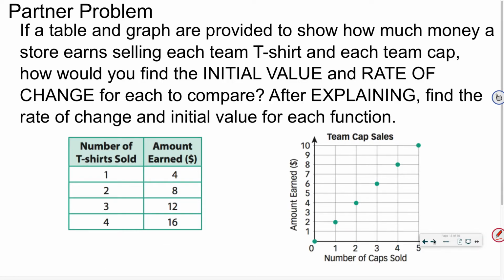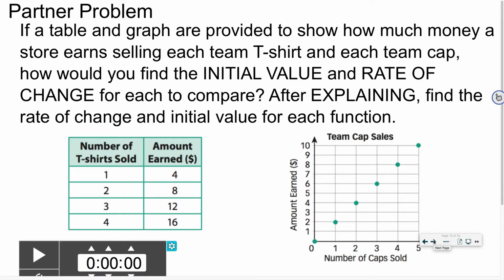We are going to do this problem for about 3 minutes because you're going to work with the people that you're sitting near. If a table and graph are provided to show how much money a store earns selling a team's t-shirt, which is represented in the table, and a team's cap, which is represented in the graph, how would you find the initial value and the rate of change for each? Because once we find them, we want to compare them. We want to know which function has a greater initial value, which function has a greater rate of change. Let's take 3 minutes. I'm going to pause this as you work. But let's take 3 minutes and find the values that represent these functions.